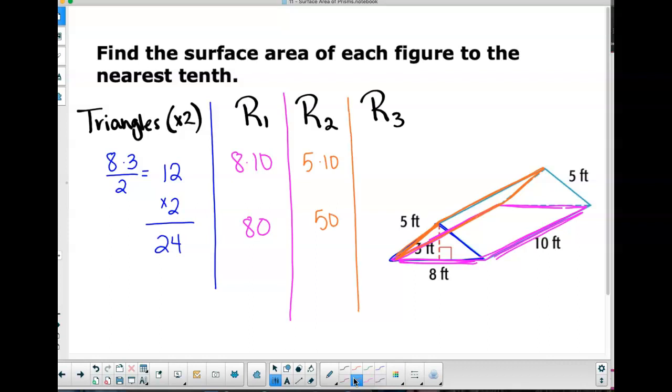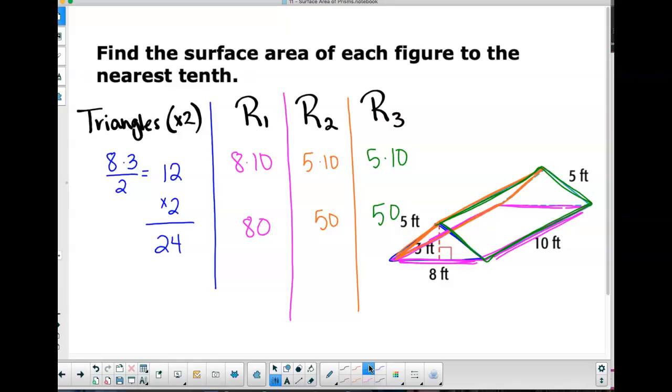And then we have one more rectangle, which is this one on the front. Okay, so I put that in a different color, and maybe you just have to use your pencil. I don't think we'll take all 3 colors. What measurements are on that side rectangle there? 5 and 10 again. 5 times 10 is 50.